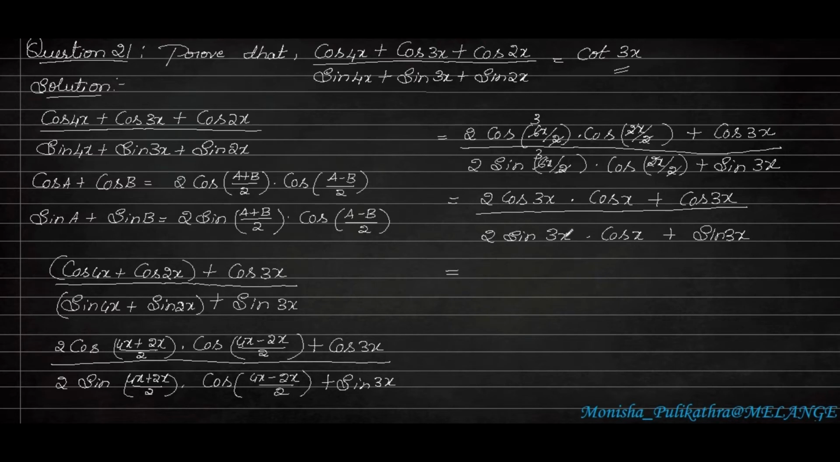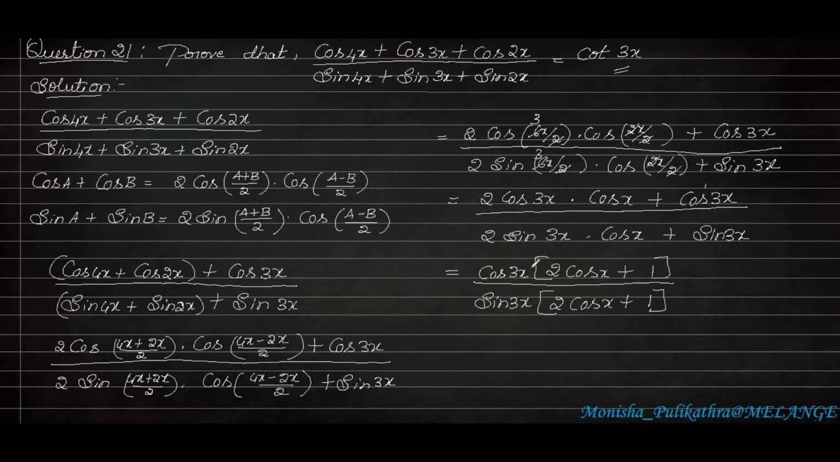Now you can notice here, in both the terms in the numerator, cos 3x is common. So in the numerator, I will take cos 3x as common. When I take cos 3x common, in the first term the remaining is 2 cos x, plus, since I have taken cos 3x common, the remaining is 1. In the same way, in the denominator, sin 3x is common in both terms. So I will take sin 3x common, and the remaining part will be 2 cos x plus 1.